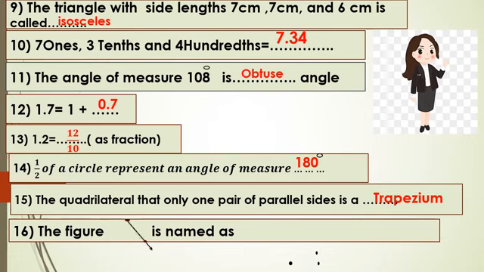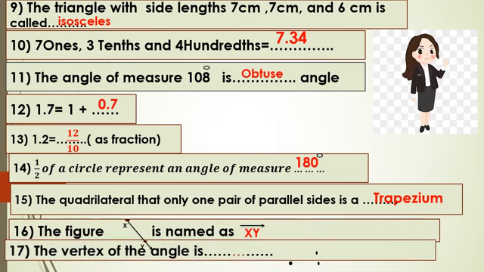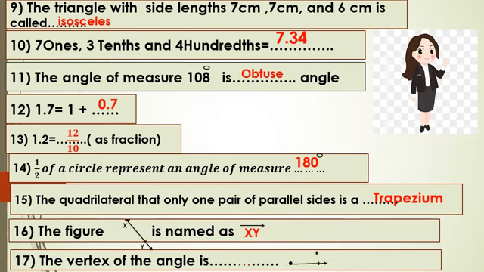Number 16. This figure is what? It is a ray. It has a starting point X and no ending point. So this is a ray, ray XY. We write ray XY. Number 17. The vertex of this angle ABC is B. We write B is the vertex of this angle.